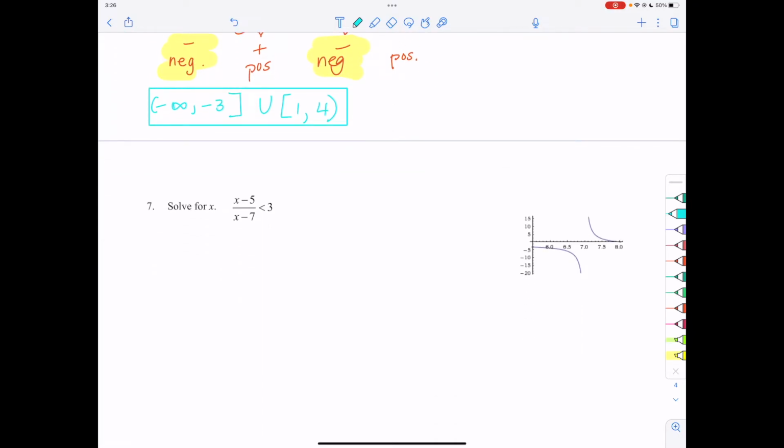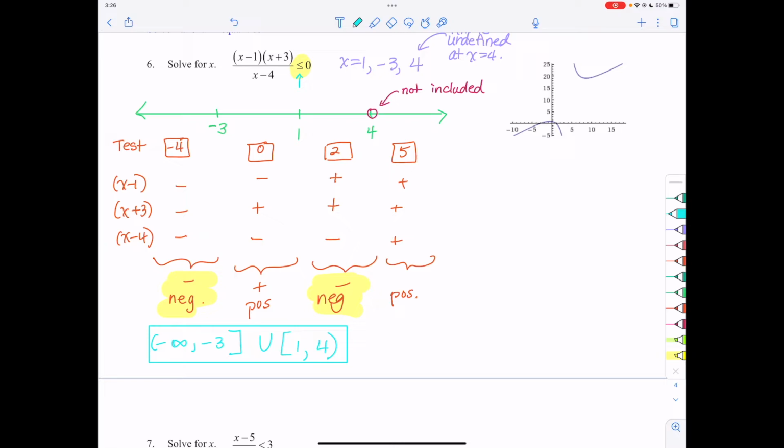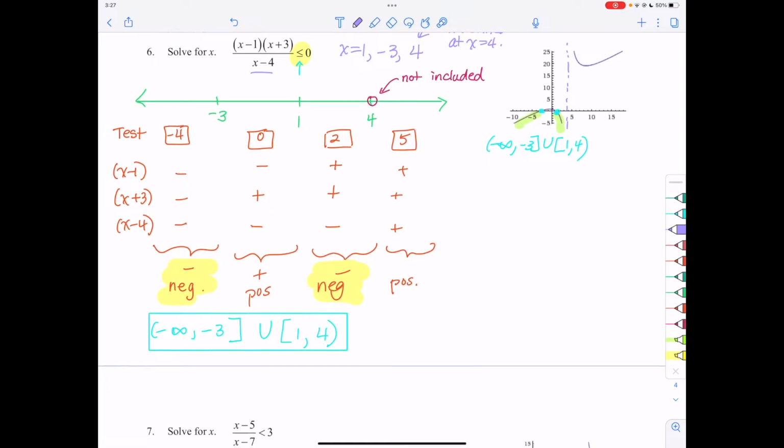Okay, and you could see that in this graph. Where is the function below or equal? So you could actually see here negative infinity going all the way to -3, and then from 1, whoops, that should be a bracket, to 4. And you might even see right here, there's a vertical asymptote at x equal to 4 because of this, okay? So graphically, at least we can see that solution.